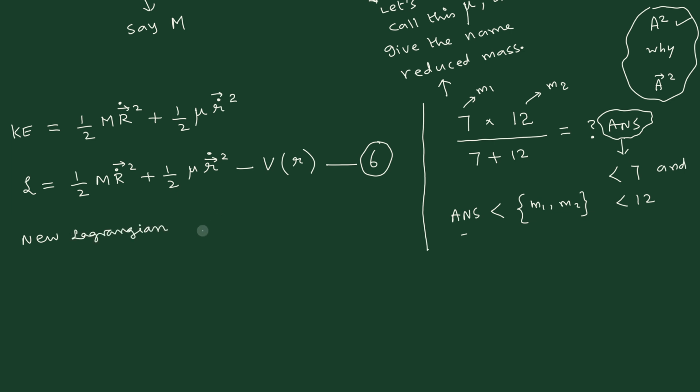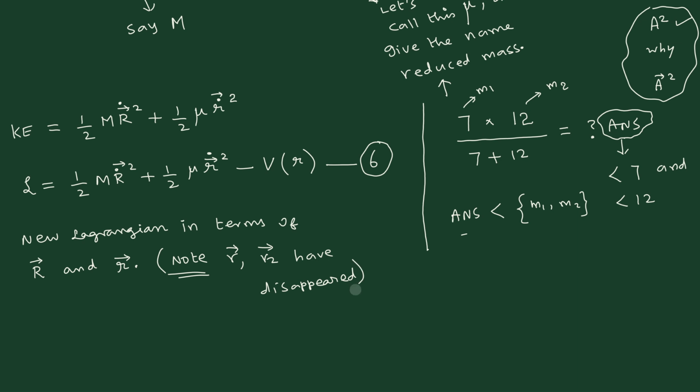This is the new Lagrangian in terms of the center of mass vector R and the distance of separation of the two masses, script r. The point to be noted is that the r1 vector and r2 vector, these two vectors, have disappeared. That means we have eliminated them.